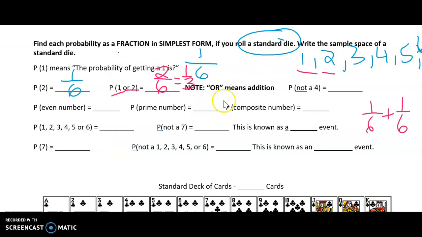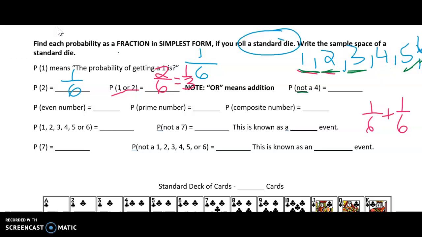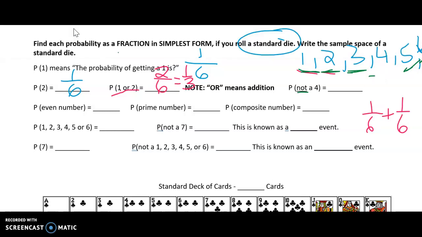Now here's your complement. Not a 4. That's not a 4. That's not a 4. That's not a 4. That's not a 4. And that's not a 4. So there are 5 out of 6, not a 4.